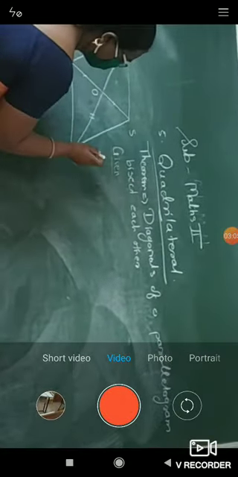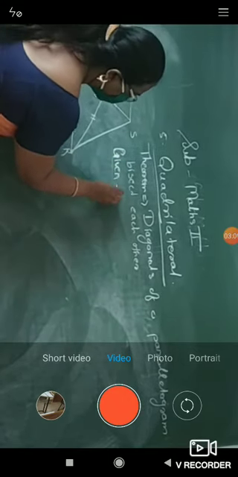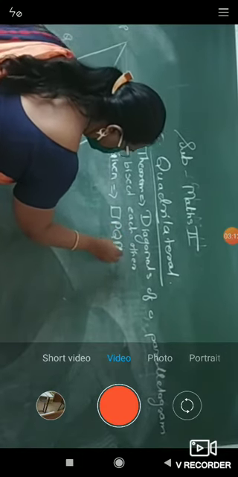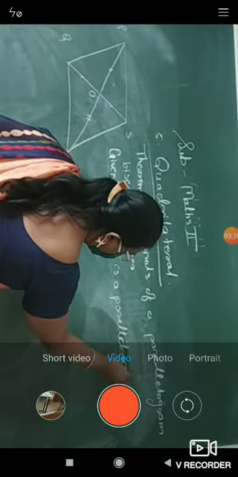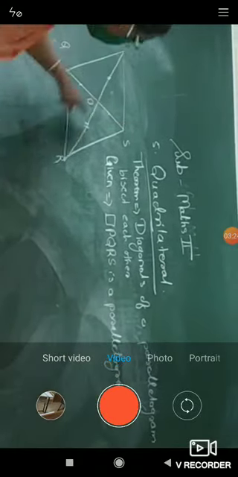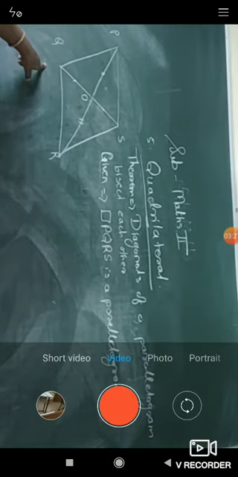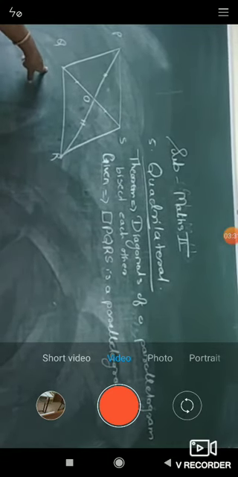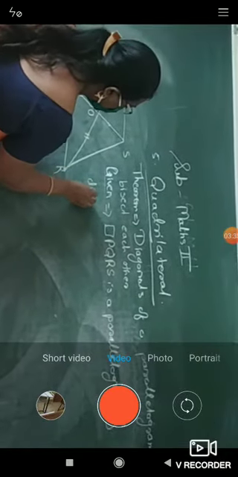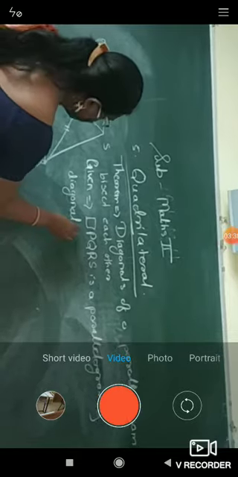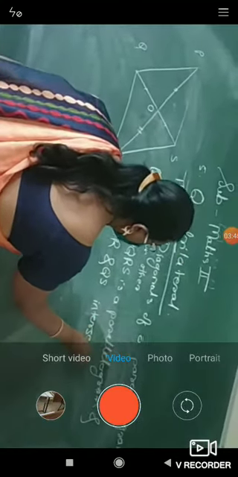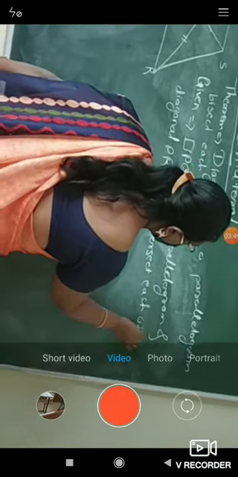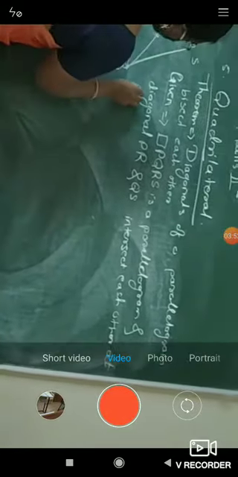Given: quadrilateral PQRS is a parallelogram, and PR and QS are the diagonals of the parallelogram and they intersect at point O. Okay, diagonals PR and QS intersect each other at point O.